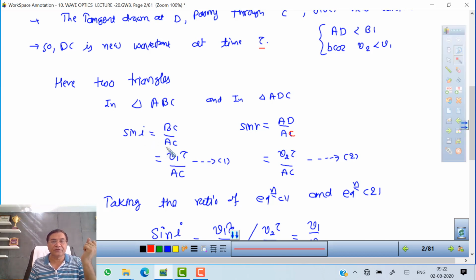Sin I is equal to BC upon AC. BC is equal to V1 tau upon AC. This is equation number 1. And in the other triangle, sin R is equal to AD upon AC. And AD is equal to V2 tau. V2 tau upon AC. It's equation 2.